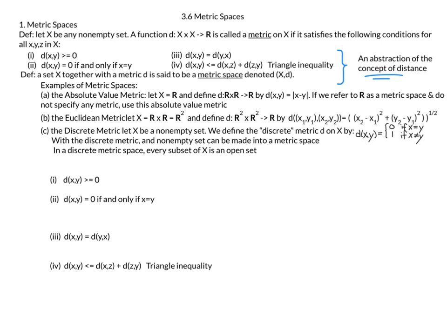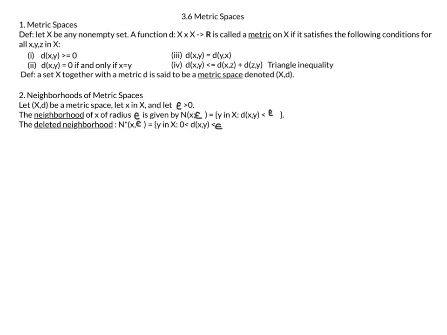Anyway, the interesting thing about the discrete metric is that any non-empty set can be made into a metric space with this metric. Next, we will look at the idea of neighborhoods in metric spaces. We have had the definition of a neighborhood in the real numbers, but now we're going to look at a general metric space (X, d), and we're going to let little x be a member of the set X, and we're going to let epsilon be greater than 0.